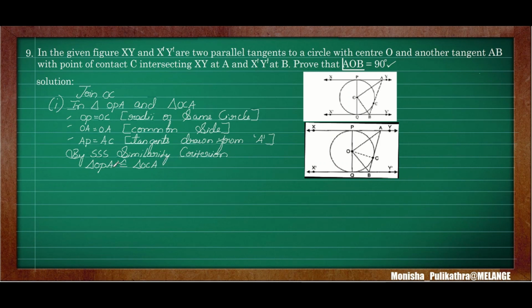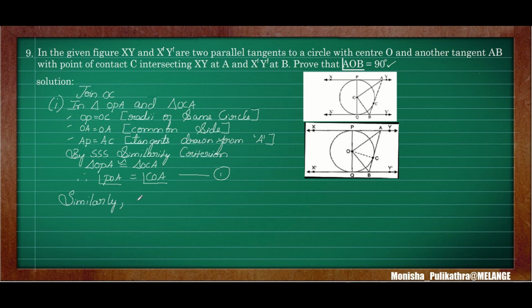If OPA is congruent to OCA, these two angles will become equal. That is, POA and COA will become equal. Okay, therefore angle POA is equal to angle COA. Since both the triangles are congruent, this angle and this angle will become equal to each other. So let this be equation number 1. Similarly, either you can do the whole process or you can write similarly.